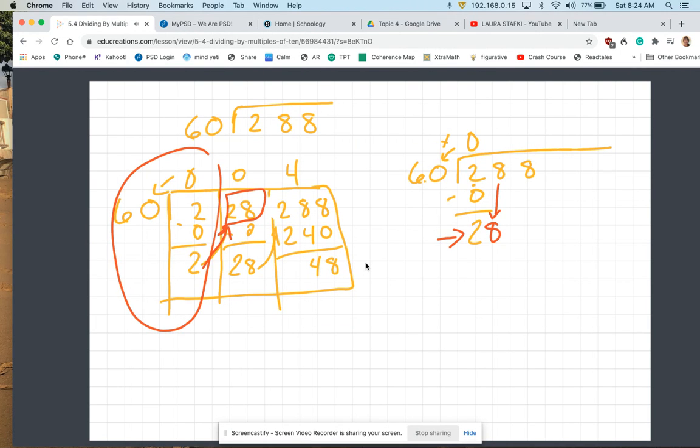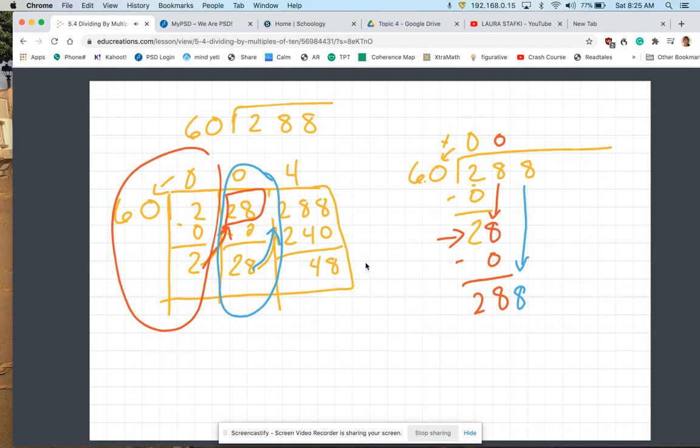Now, how many times can 60 go into 28? It can't. I'm going to get 0. 0 times 60 is 0. And I'm going to subtract again. Now I am on this step right here. And instead of bringing my 28 up like I did, I'm going to bring my 8 all the way down. And now I've got 288.